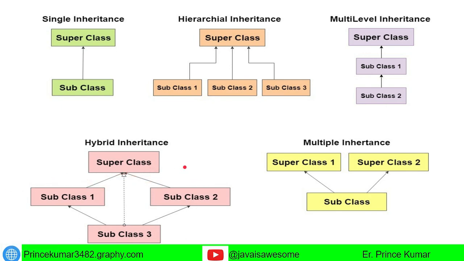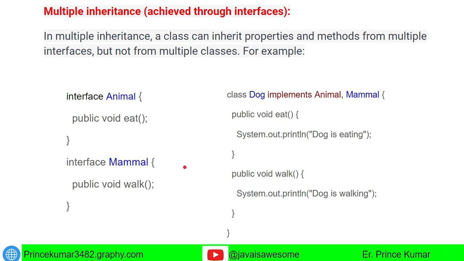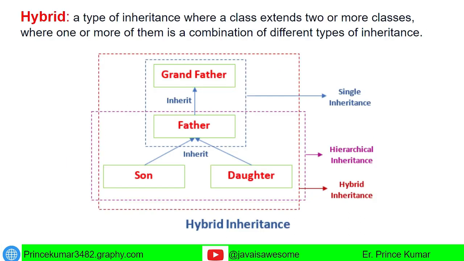Okay, so let me explain what hybrid inheritance is. It is a type of inheritance where a class extends two or more classes, where one or more of them is a combination of different types of inheritance. So what will happen? This is the grandfather. Here you can see one class, two class. This is called single inheritance.